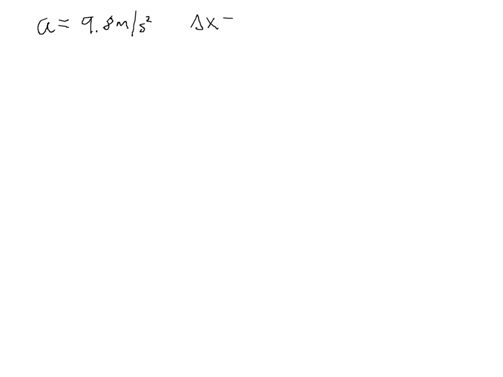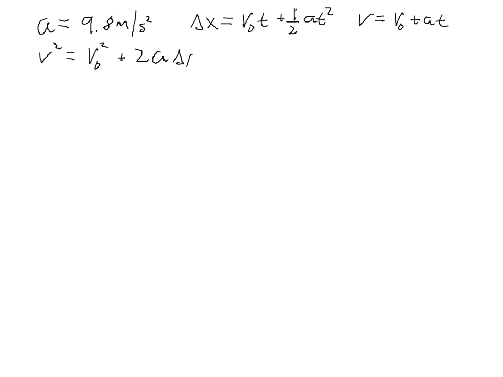purposes. Delta x equals v0 t plus 1/2 a t squared. v equals v0 plus at, and v squared equals v0 squared plus 2a delta x.